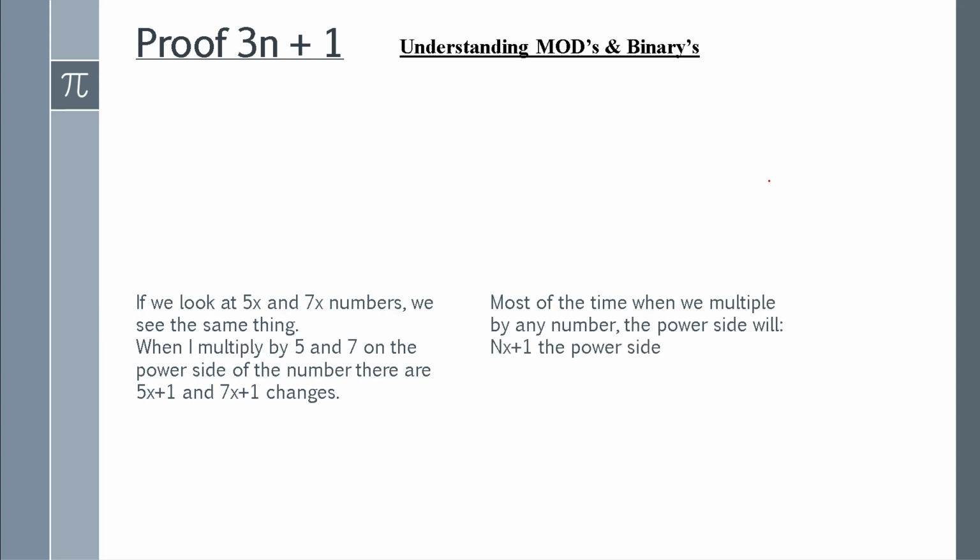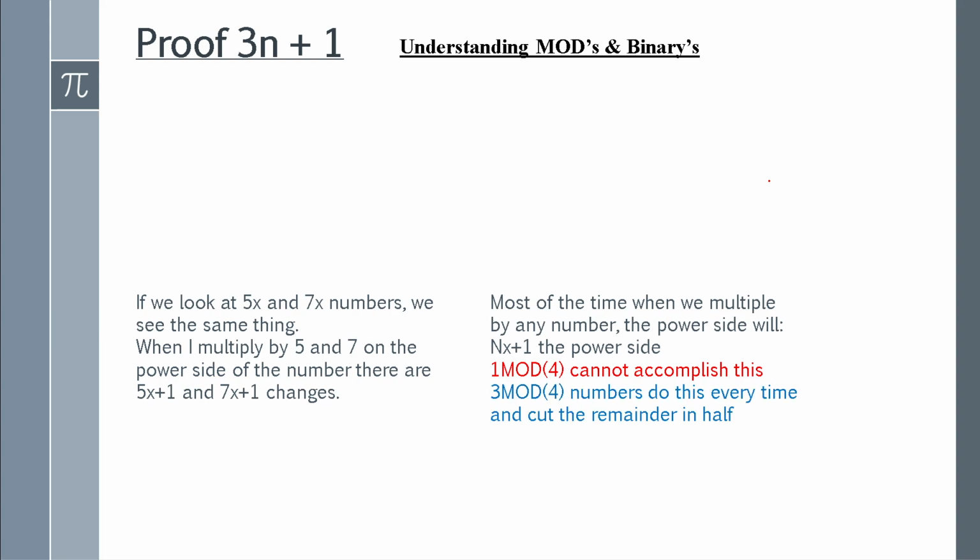Right? Most of the time when we multiply any number, the power side will do nx plus 1. 1 mod 4s cannot accomplish this. So any number that's 1 mod 4 will not accomplish the nx plus 1. All 3 mod 4 numbers will every time, and cut the remainder in half. So let's look at some of these.